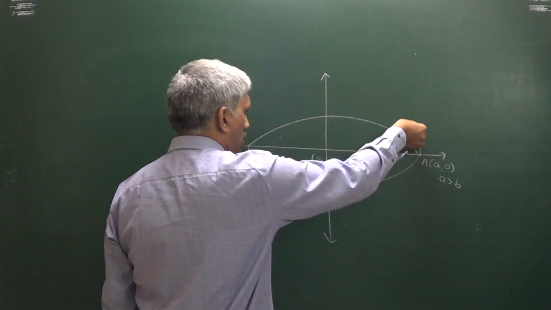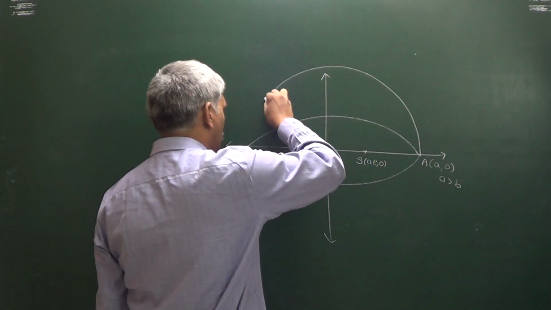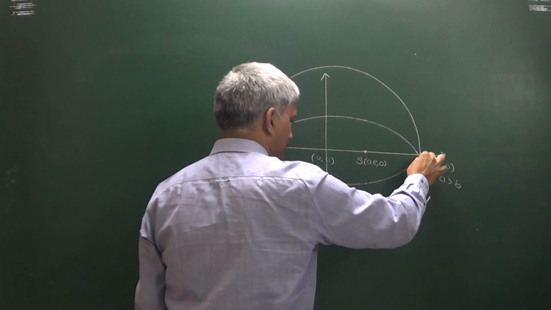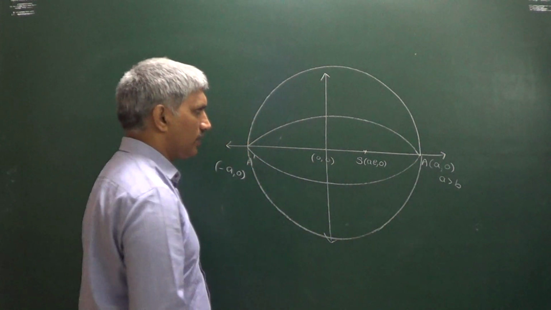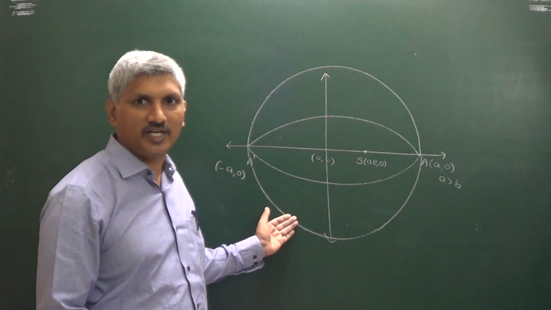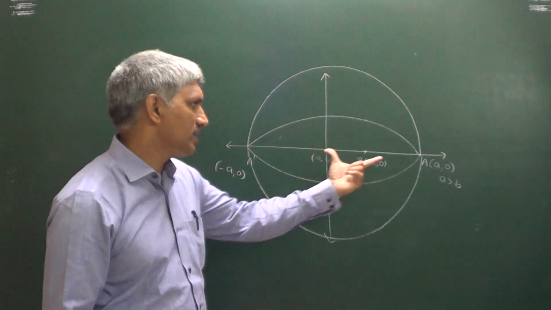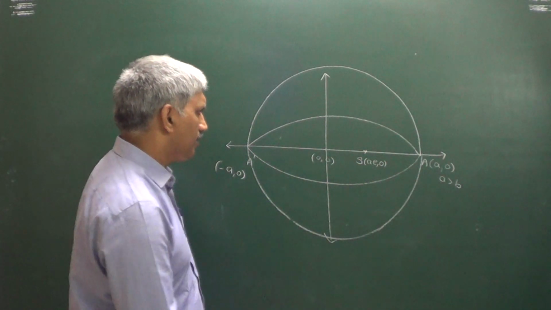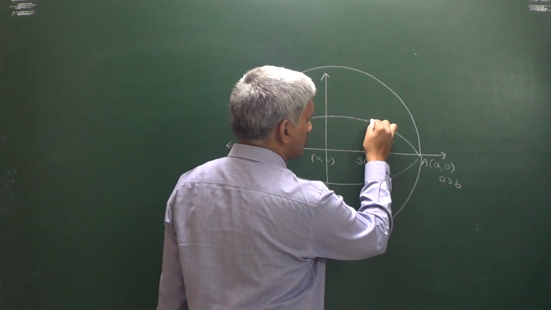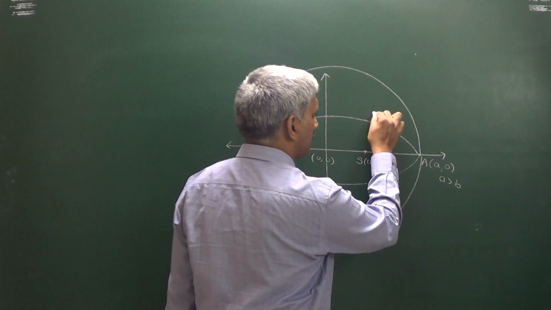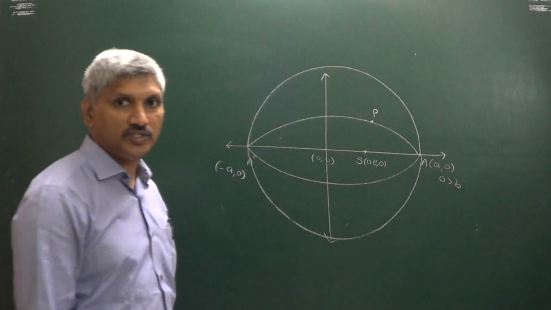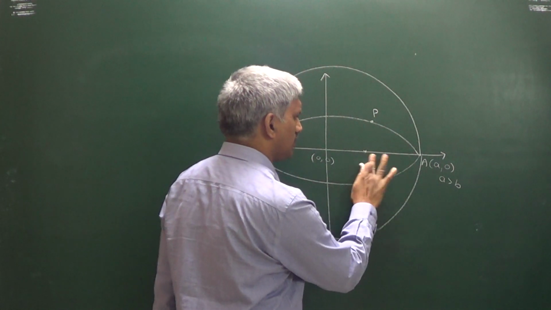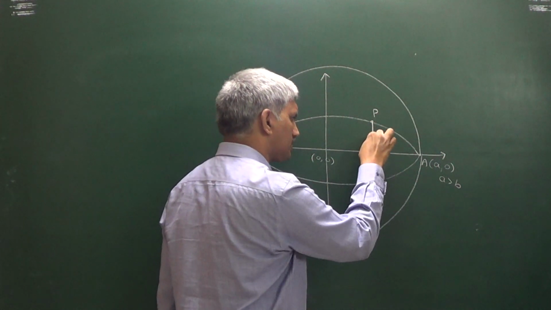So this is the auxiliary circle equation we got, which circumscribes the ellipse, because the radius of this circle is nothing but the semi-major axis. Now, there is a point here I am considering. Let us say that point is P. From this point P, a line is drawn perpendicularly onto the x-axis.